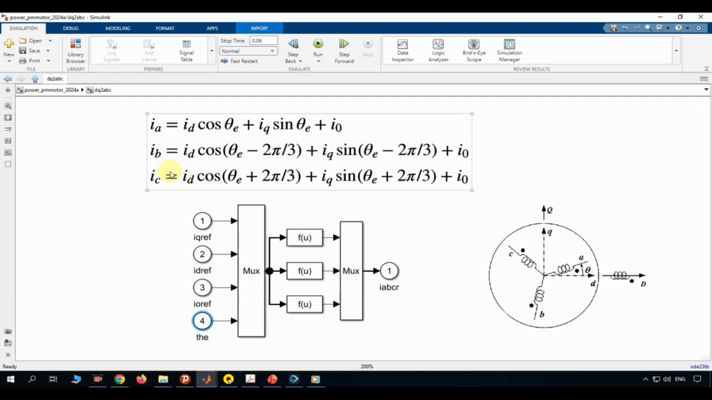If we zoom into the subsystem, you'll see 3 math function blocks. For phase A, the formula is ID-ref times cosine of theta E plus IQ-ref times sine of theta E plus IO-ref. That's the standard inverse Park transform. For phases B and C, the same formula is used, but the angle is shifted by minus and plus 120 degrees, 2 pi over 3 radians. The output is called IABCER, the 3-phase current references that the motor should ideally draw.